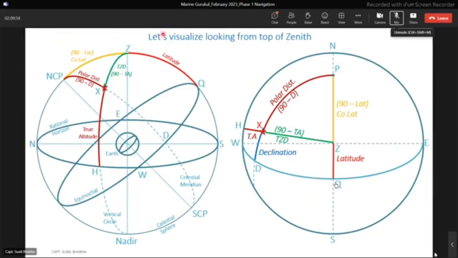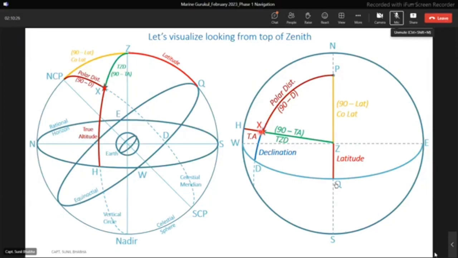Now beta, going a little more deeply into the PZX triangle, we have seen all the three sides of this triangle. One side, the PZ, the yellow color side, is the colatitude, which is 90 minus latitude. The green color side, ZX, is the true zenith distance, which is 90 minus true altitude. And the maroon color side, which is PX, is the polar distance equal to 90 minus declination.